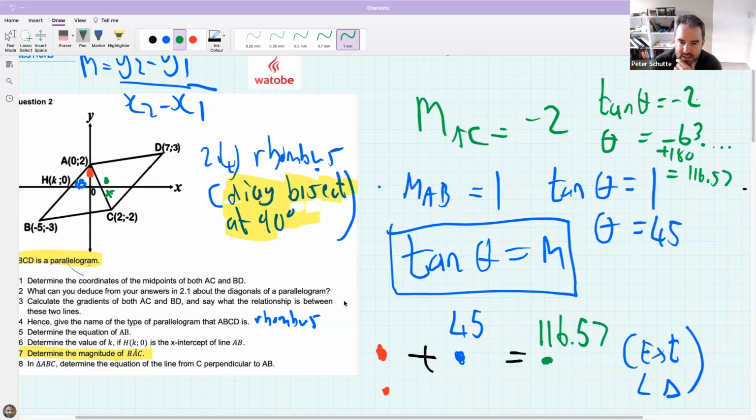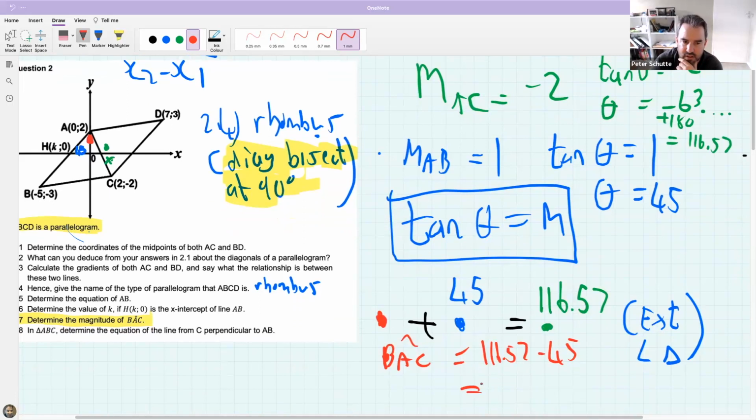And so yeah, the red is just going to be, we'll say angle BAC is just going to be 116.57 minus 45. And we get 71.57 degrees.